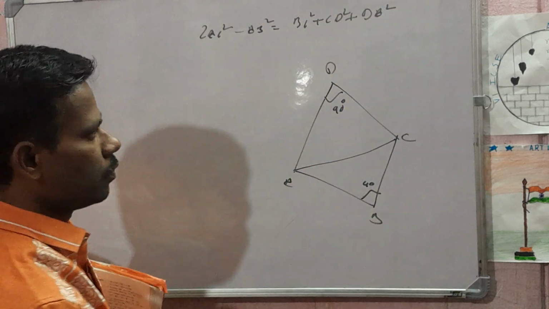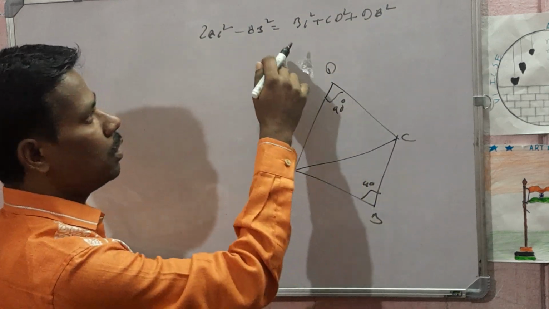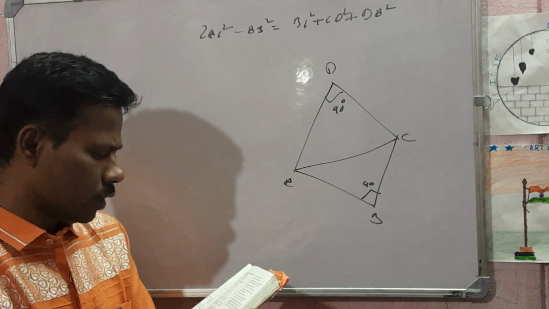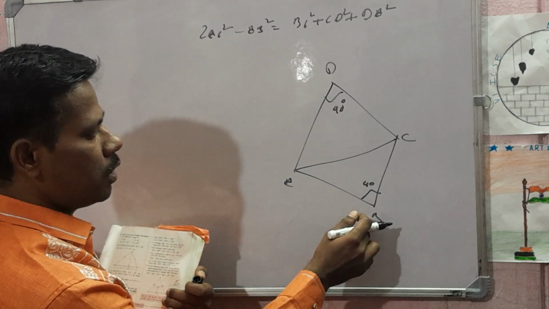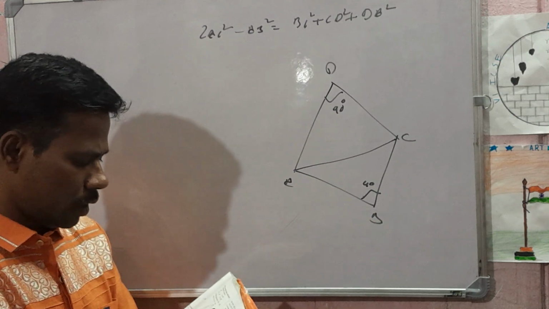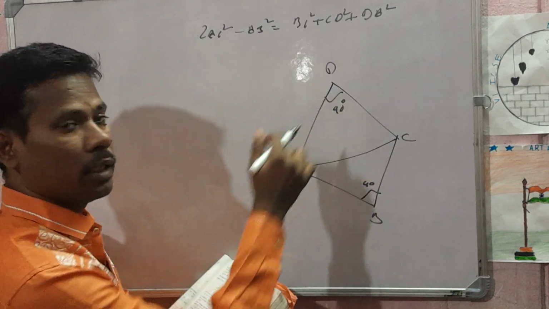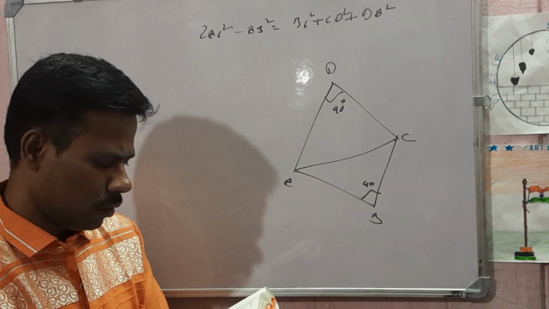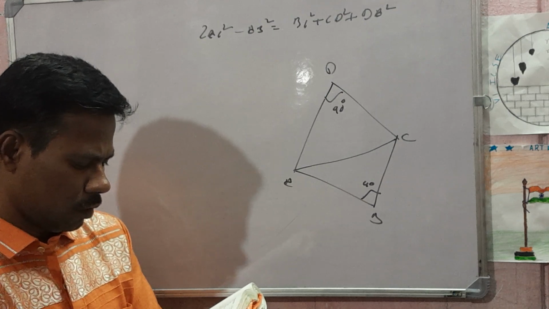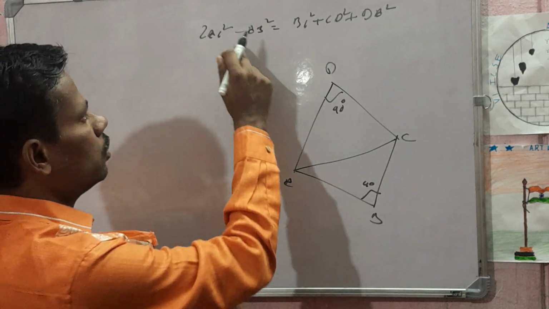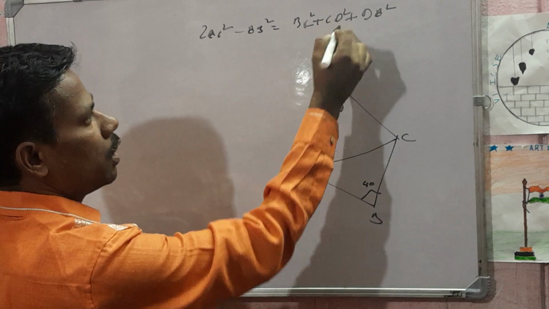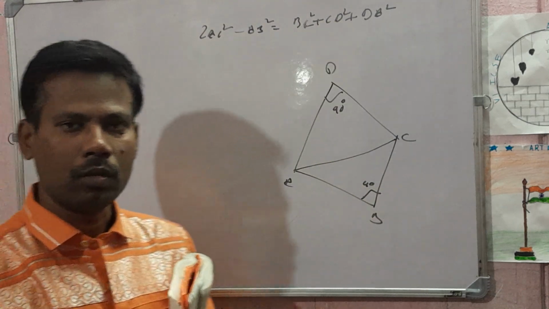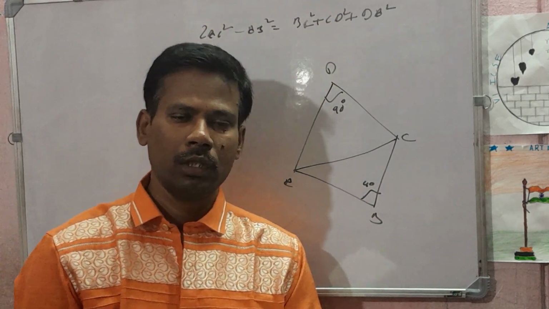In quadrilateral ABCD, angle B is 90 degrees, and angle D is 90 degrees. What they are asking is, prove that 2 times AC square minus AB square is equal to this. So, I am doing Pythagoras theorem.